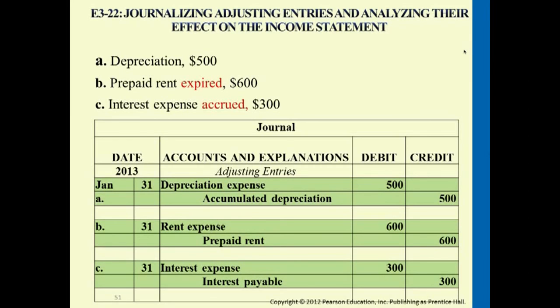For the prepayment, the rent expired, meaning that earlier we had a prepayment and now a part of it is no longer useful. It has expired, it's no longer in force. So reduce prepaid rent, an asset account, and turn that into rent expense, $600.